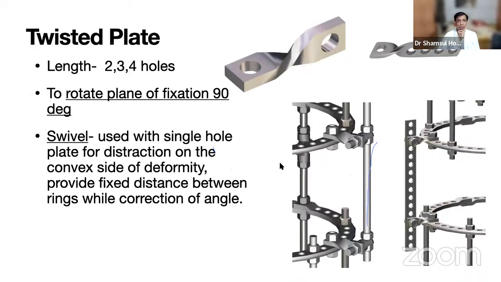Then we have the twisted plates. If you have a ring and you want to apply a plate or a rod in a different direction, you can use twisted plates over here. To rotate the plane of the rotation, we can just change the degree of fixation to 90 degrees. You can swivel with this also.